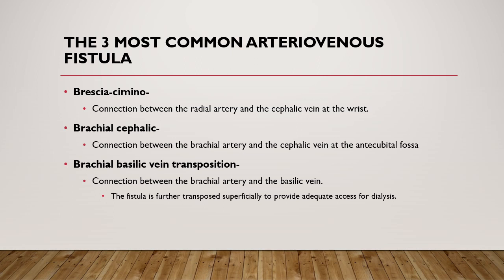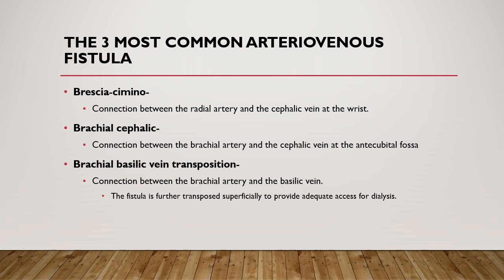And the brachiobasilic vein transposition is the connection between the brachial artery and the basilic vein. Then the fistula is further transposed superficially to provide adequate access for dialysis. So once the first part of surgery is done with a patient with brachiobasilic, then the fistula is further transposed to make it a lot more superficial for access during dialysis.